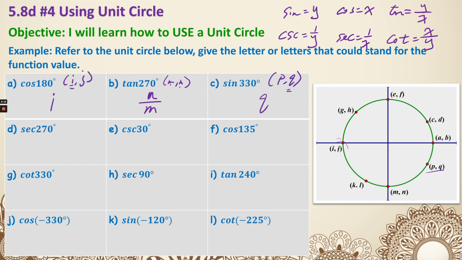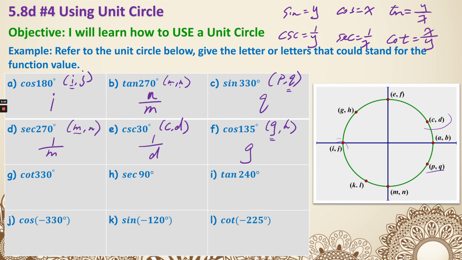D, secant 270, that means it's using the point M, N. You can first think cosine is the x, so it is the M, but secant is the reciprocal of that, so it's got to be 1 over x, so it's 1 over M. E, cosecant 30 degrees, so inside the first quadrant, the only point we have is C, comma D, so cosecant 30 must be related to that one. Cosecant is 1 over y, or it's 1 over sine, so in this case, it has to be 1 over D. F is cosine 135, second quadrant. The point itself is G, comma H. Cosine is just the x coordinate, so it's just G.